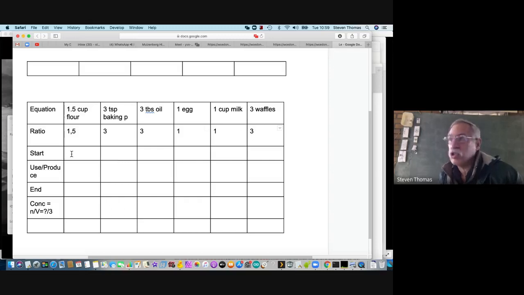Now let's just suppose that all in all, I start with 6 cups of flour. I've got a maximum of 6 teaspoons of baking powder in the house. I've got 6 tablespoons of oil in the house. I've got 6 eggs in the house. And I've got 6 cups of milk in the house. That's it. I've got equal amounts of all of those ingredients.